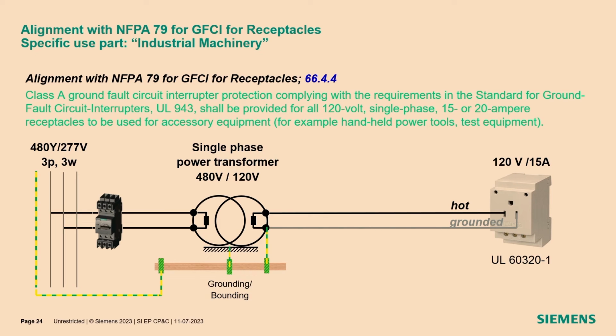What is missing now? We need the protection wire, of course, the so-called system grounding conductor for the receptacle. Now we have 3 wires supplied by one single phase transformer.